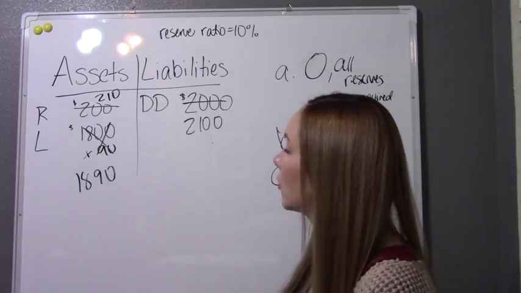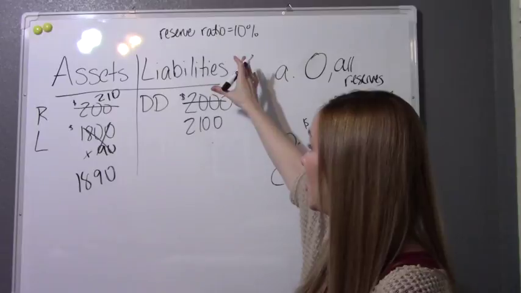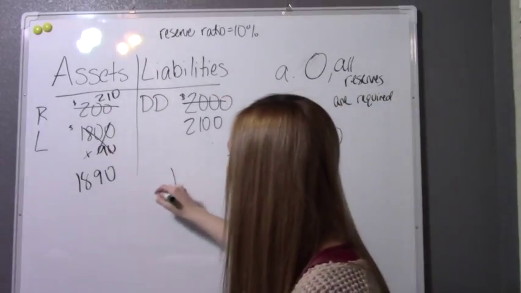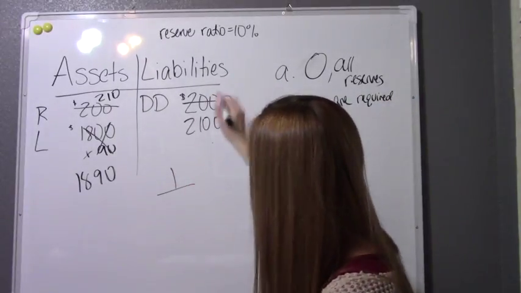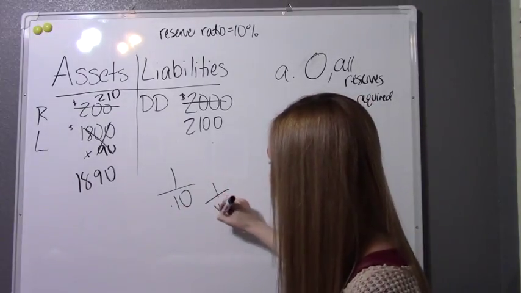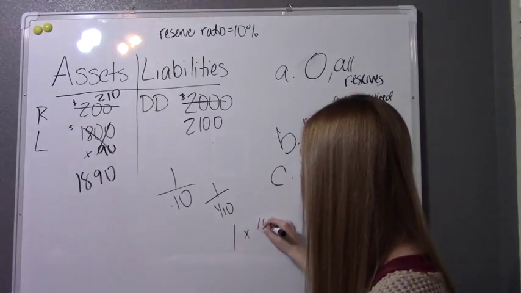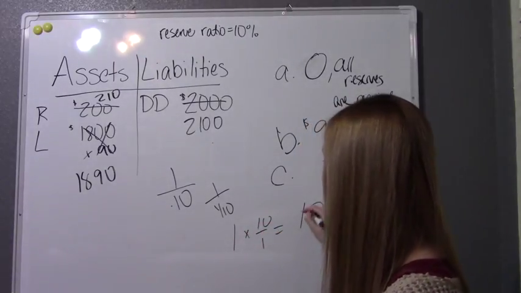Okay, now first, if we want to know how many loans overall can be made, we first have to figure out what is our money multiplier. And remember, your money multiplier is 1 divided by your reserve ratio, which in our case is 10%. That's the same thing as 1 divided by 1/10. And if you're dividing by a fraction, it's like 1 times 10 over 1, which is going to give us 10. So 10 is our money multiplier.